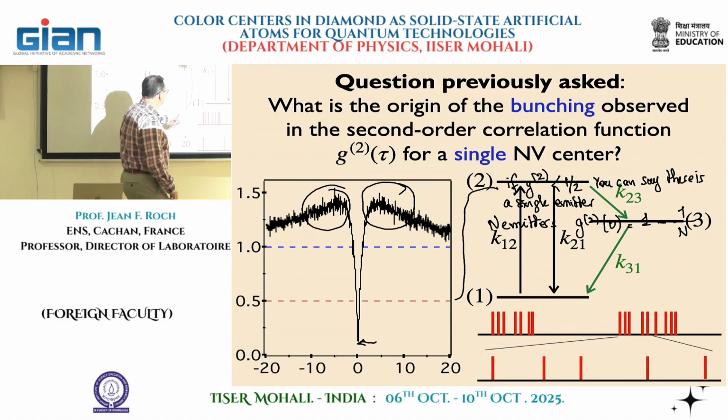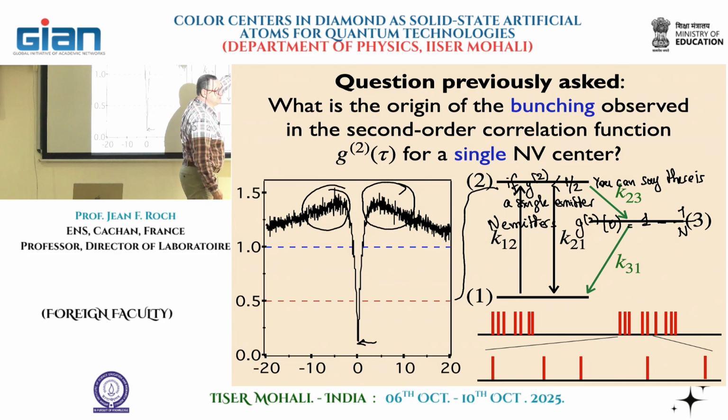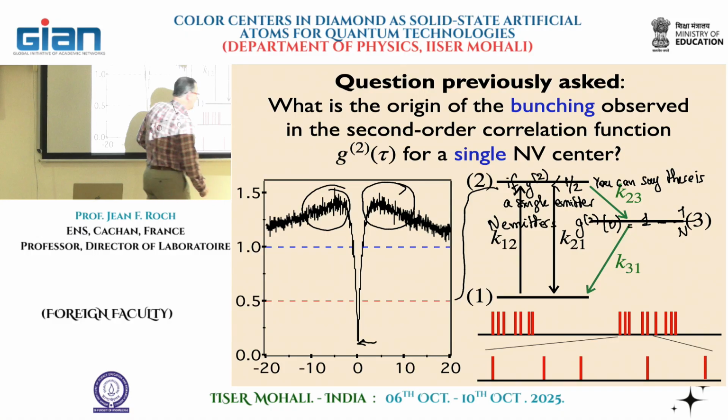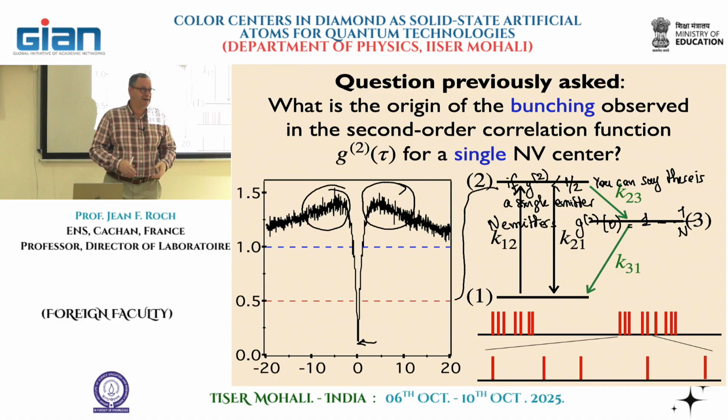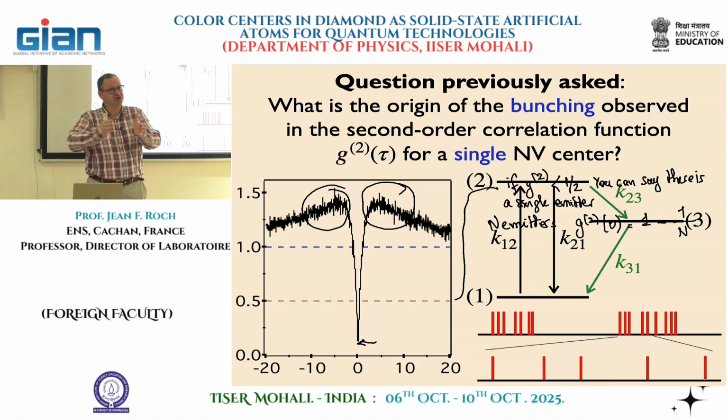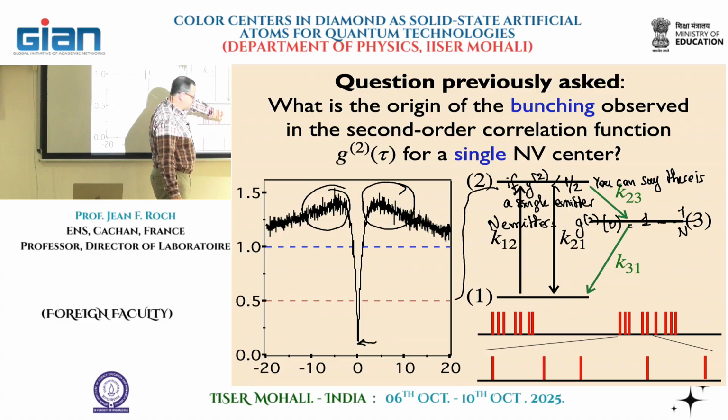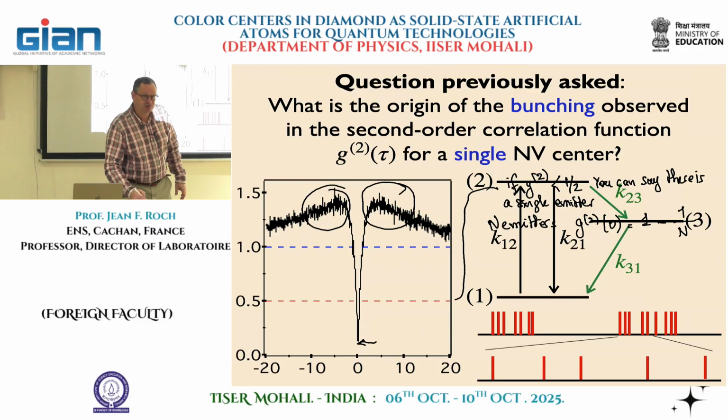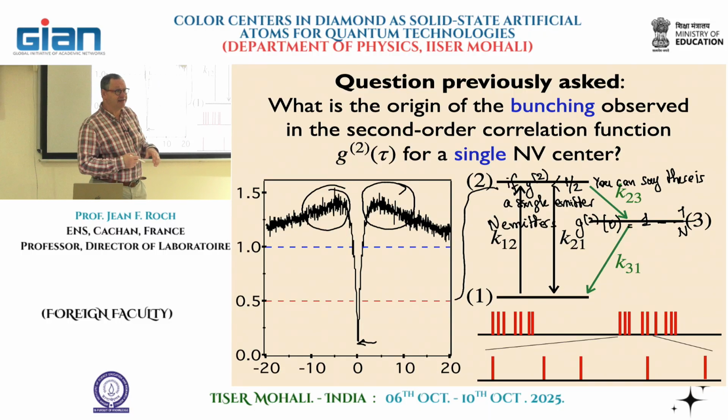Okay, but now, as soon as the system goes to the shelving state, then the emission here is stopped. And now, if I look at another time scale, and it's actually what I'm doing by doing this G2 measurement as a function of the integration time, then I see bunches of photons. The first bunch of photons here, and then another bunch of photons. And this is what produces this effect in the G2. And you can do a calculation about that.